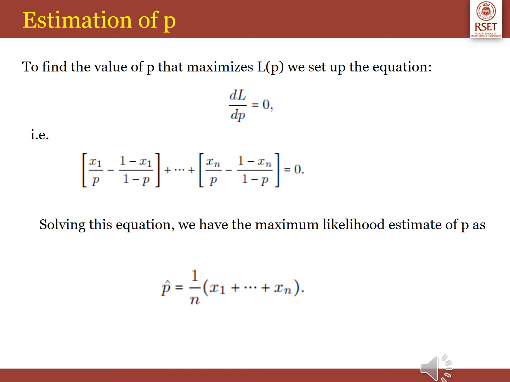So by taking the derivative, we get x1/p − (1 − x1)/(1 − p) + x2/p − (1 − x2)/(1 − p), etc., up to xn/p − (1 − xn)/(1 − p), equated to 0. Solving this equation, we have the maximum likelihood estimate of p as p cap equal to 1/n times (x1 + x2, etc., up to xn).